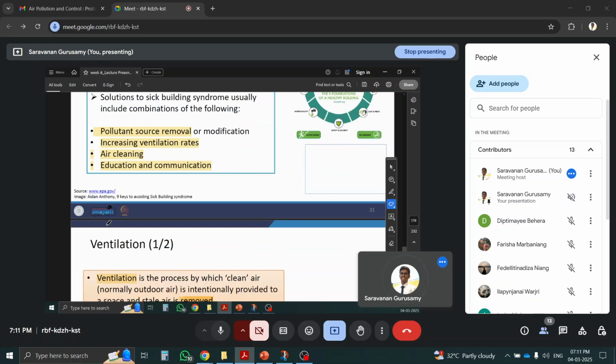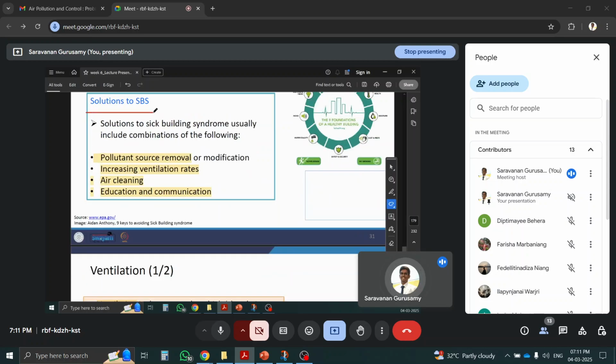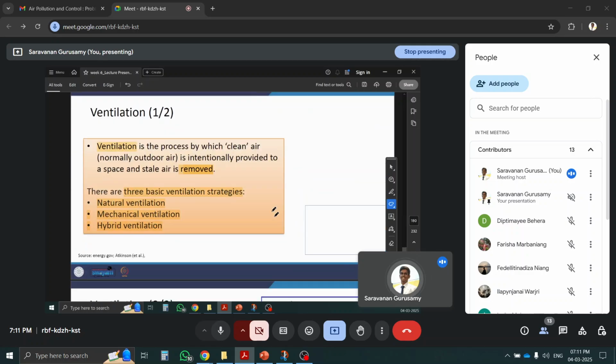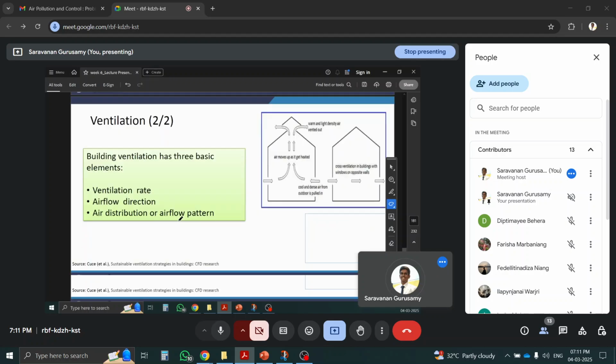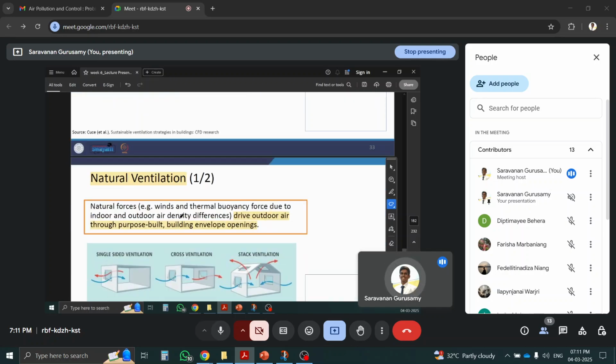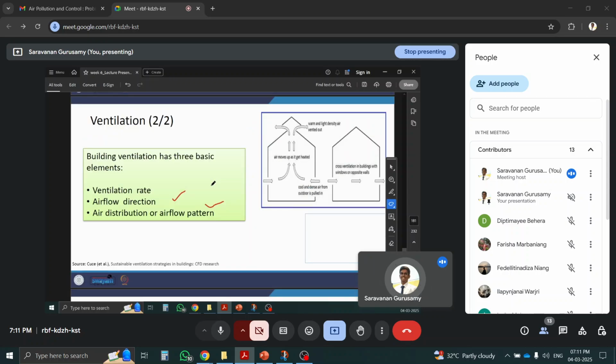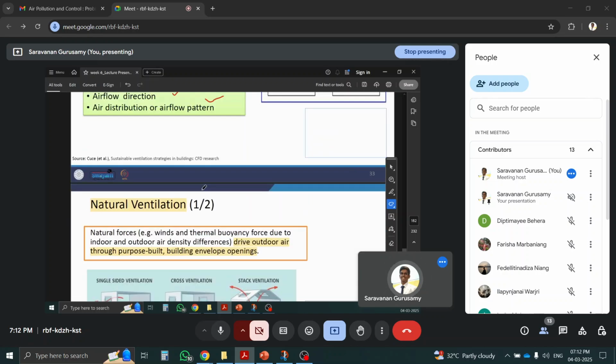Okay. So what are the solutions for sick building syndrome? Pollutant source removal, increasing the ventilation rate, air cleaning, and education and communication to keep the building clean. Ventilation we can do by natural, mechanical, and hybrid ventilation. You know about the ventilation rate, airflow direction, and air distribution. These are the three basic steps that need to be considered for designing any building. As engineers, we know how to design a building with ventilation.